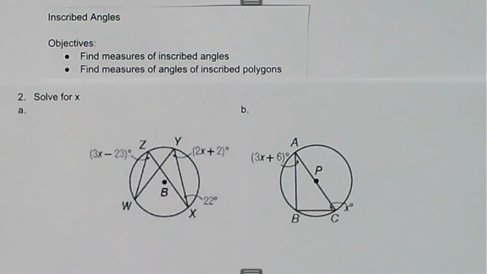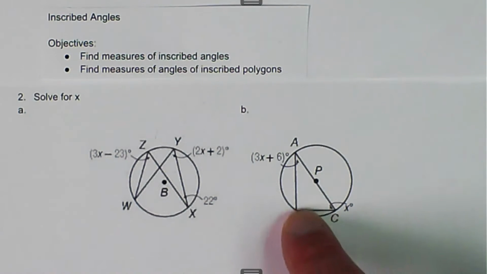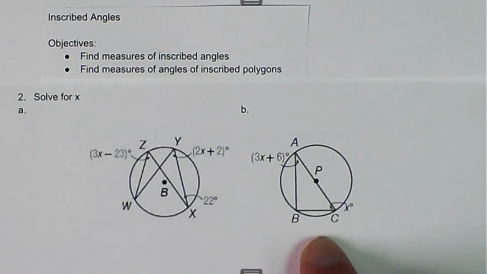We are talking about inscribed angles, and we want to find the measure of inscribed angles and the measure of angles of inscribed polygons. Here we have an example of a triangle that's an inscribed polygon, and we want to use some information that we know in order to figure out the value of x.